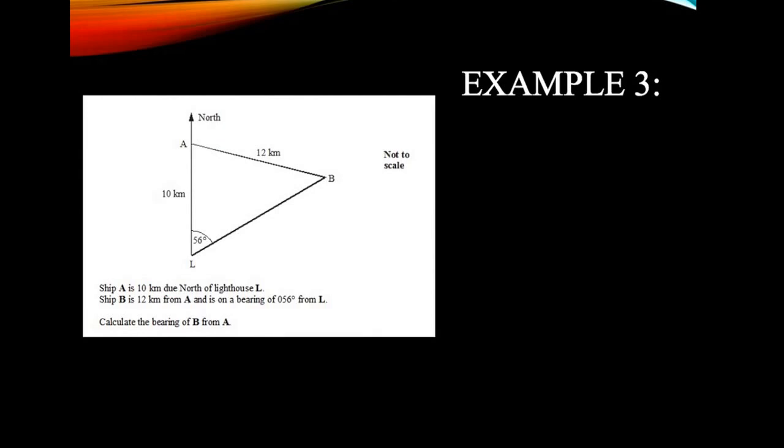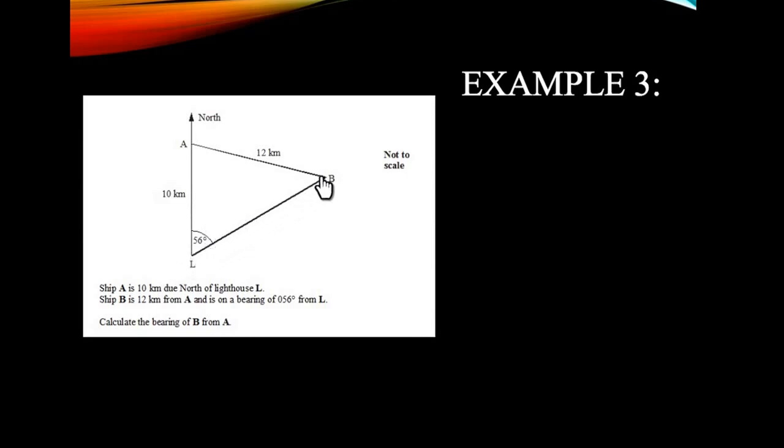Now this is a higher GCSE question, so if you're a foundation candidate, don't worry about seeing these ones. If you are higher, then obviously we're going to go through this example now. So it says ship A is 10 kilometres due north of a lighthouse L. So we can start picking out these things. Here's my ship A, and it's due north from L. Ship B is over here, and that's 12 kilometres from A, and we can see that information, and is on a bearing of 056 degrees from the lighthouse L.